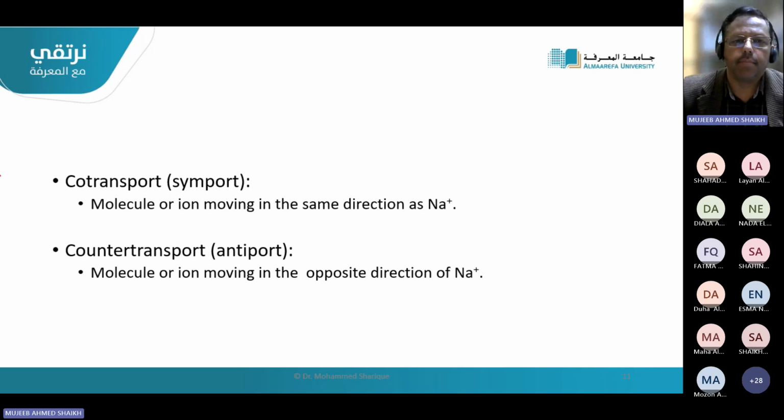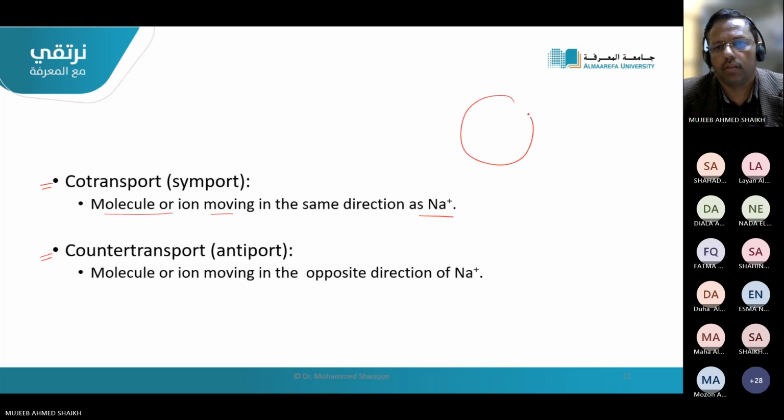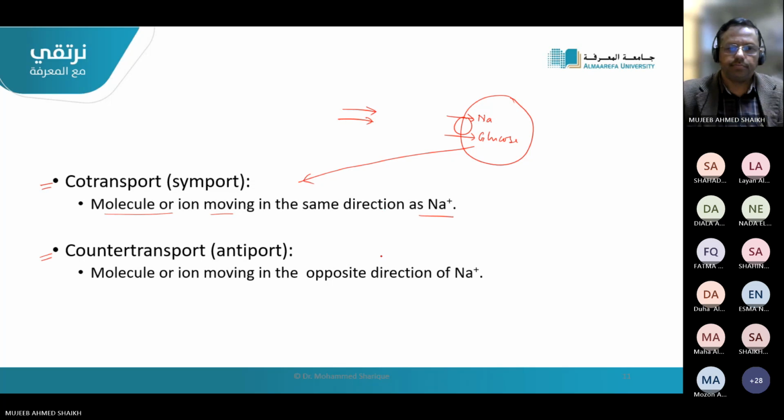Okay, some other terminologies. Co-transport and counter-transport. Co-transport means molecules or ions moving in the same direction as sodium. Suppose this is a cell. Sodium is moving in, along with it glucose is also moving in. This is called co-transport. Both of them are moving in the same direction, outside to inside.